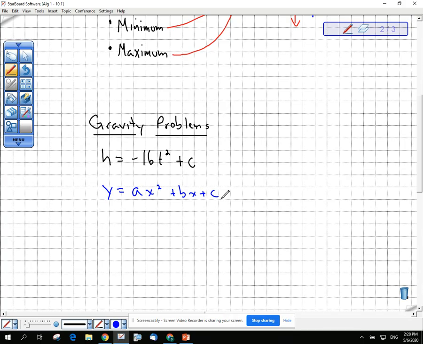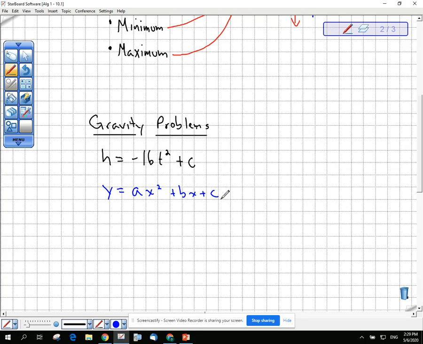In h equals negative 16t squared plus c, c is going to be a number, but the variables are t and h. T is for time, h is for height, but they function just as x and y would. So t is the input, h is the output. T stands for time, h stands for height, and this is the gravity problem. You drop something, and then you track its height over time. That's what this is functioning as.